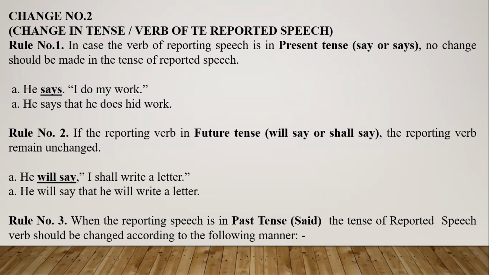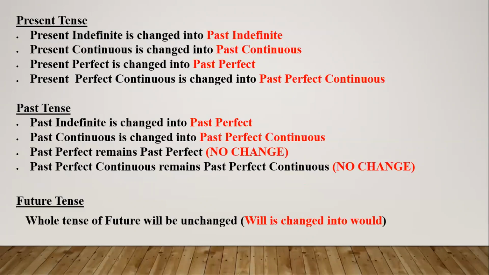Okay, before describing this change, I should let you know the very easiest way so that you can come to know how to convert change of tense. Let's discuss this slide first. All present tenses would be changed into past tense: present simple, or present indefinite, into past indefinite; present continuous into past continuous; present perfect into past perfect; present perfect continuous into past perfect continuous. It's very easy to remember that all present tenses would be converted into past tenses.